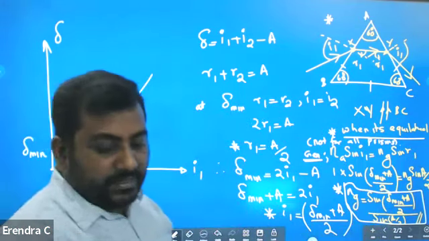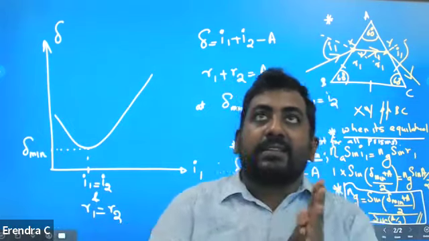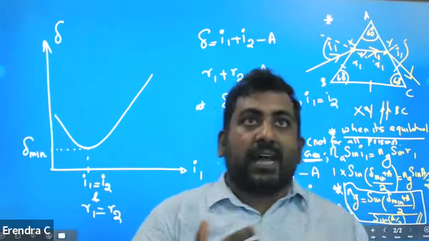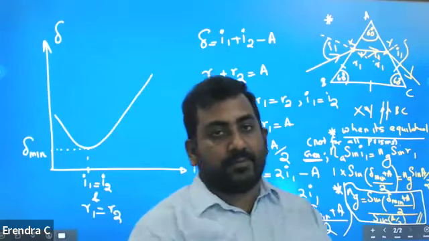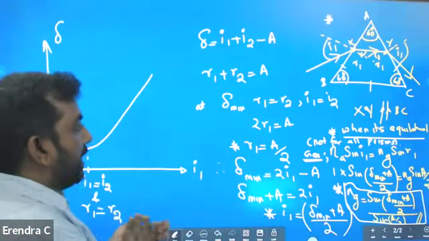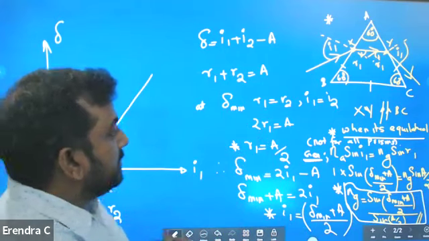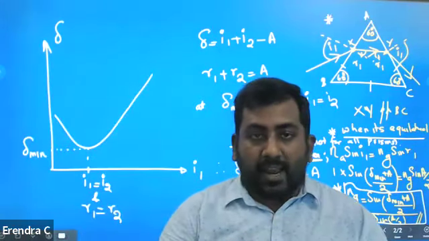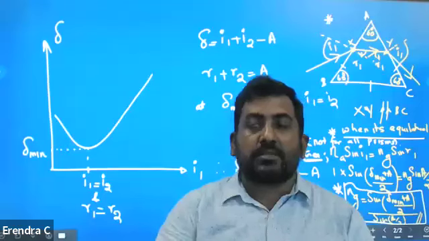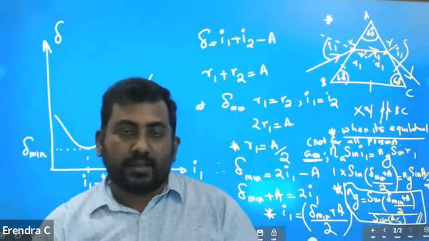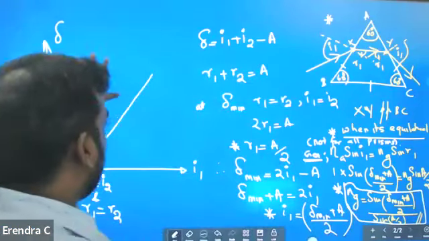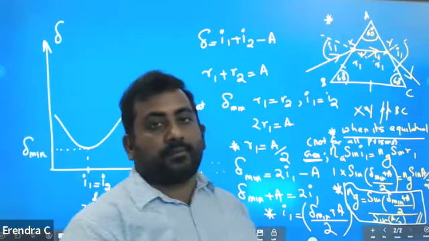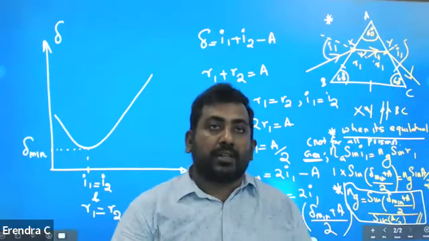Now let's say when angle of incidence I1 changes, the angle of deviation will also change, as shown in the figure below.